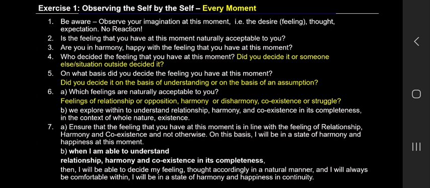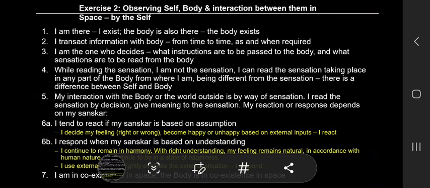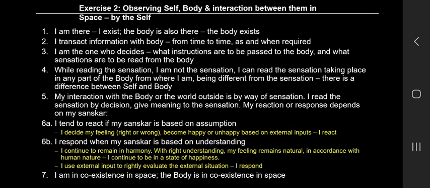So in exercise 2, in step 1, I am able to see that I exist and body also exists. So in exercise 1, I have seen my activities. That's why I can say I exist. Now with harmony inside, I am observing my body and I can see the activities of body are different than activities of mind. So on the basis of this observation, I can say body also exists.